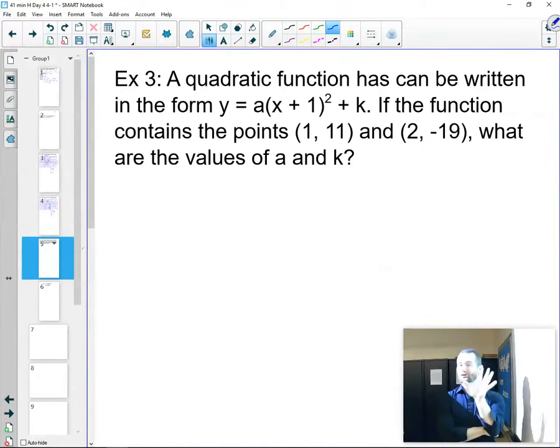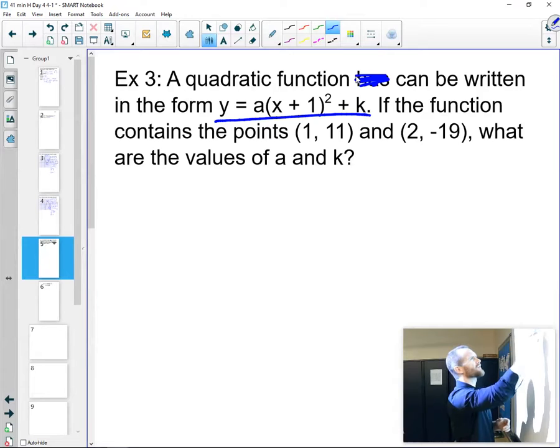And this one, hopefully, as soon as you see this, you think, oh, this one's going to be a little different, and it is. It says a quadratic function can be written in the form y equals a times (x plus 1) squared plus k. If the function contains the points (1, 11) and (2, negative 19), what are the values of a and k? All right, now there's a few big differences here.